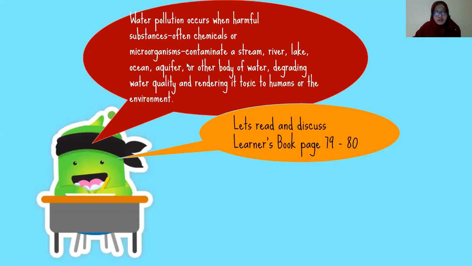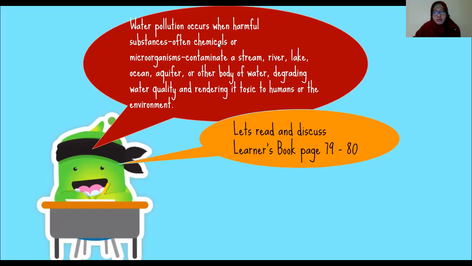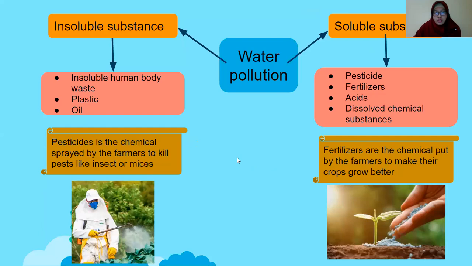And then the conclusion is water pollution occurs when harmful substances, often chemicals or microorganisms, contaminate a stream, river, lake, ocean, aquifer, or other body of water, degrading water quality and rendering it toxic to humans or the environment. And then you can read and discuss through pages 79 to 80. Okay, so I made this diagram.